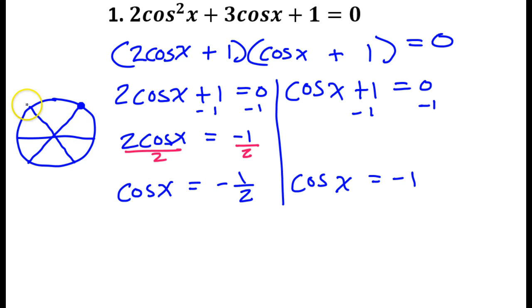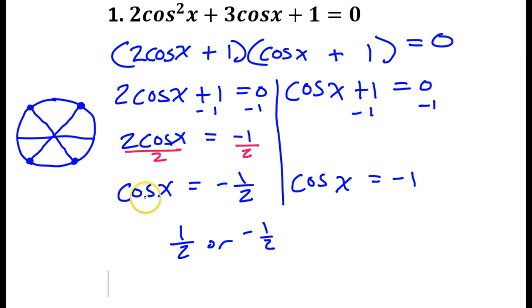Now, basically at these 4 positions, cosine will either be 1/2 or negative 1/2. I'm going to get 1/2 in every one of these 4 places. But I want the 2 places that are going to give me negative 1/2.